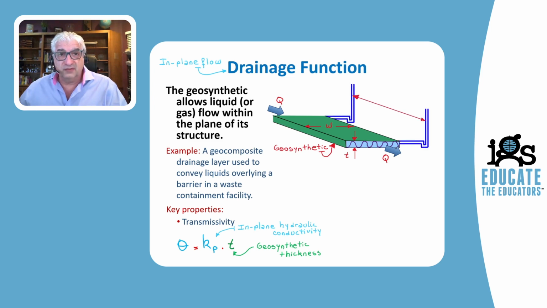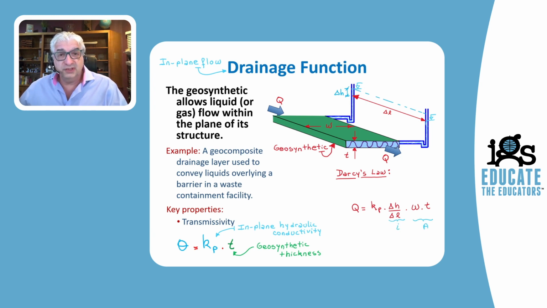So let's say that we have two piezometers with a distance delta L and a drop in head delta H. So how do we invoke the good old Darcy's law in this particular case? Well, the flow will be the hydraulic conductivity in plane times the hydraulic gradient, which is delta H over delta L, times the cross-sectional area.